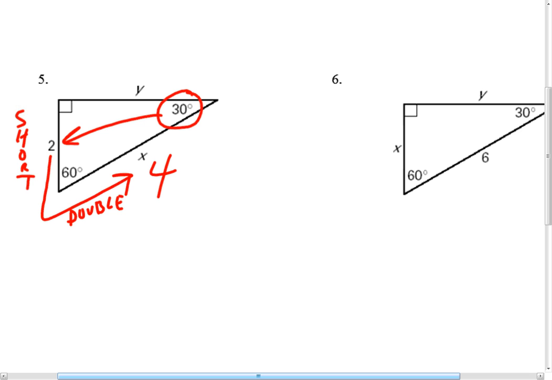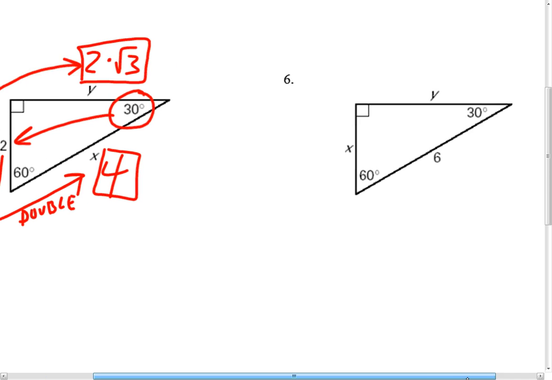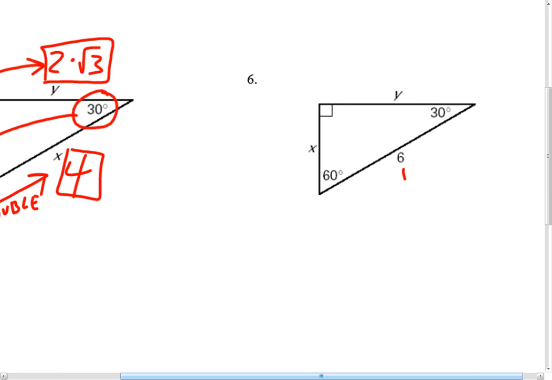So that's a 4. What do I do with the 2 to get the longer leg? Attach radical 3. Attach a radical 3. Done. So knowing the short side is a good thing. Knowing the hypotenuse is a good thing. Here's your hypotenuse. I'm still locating my short side.